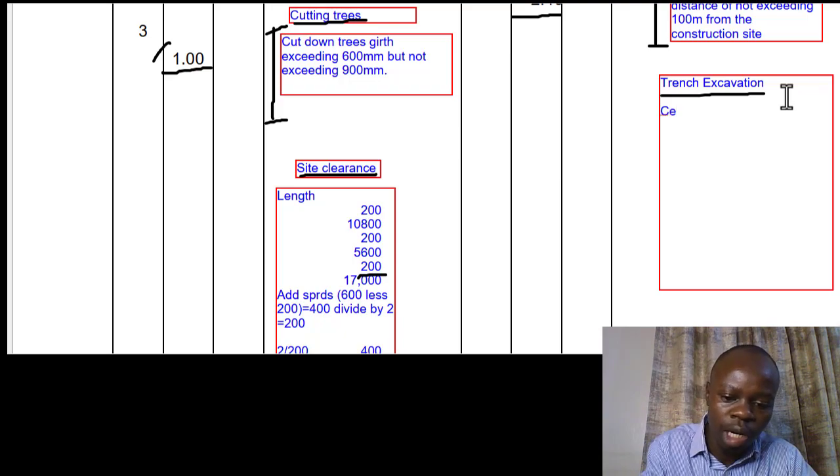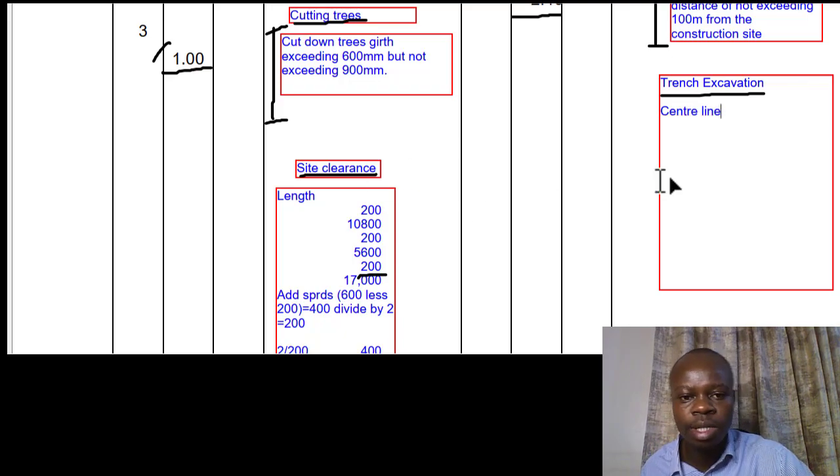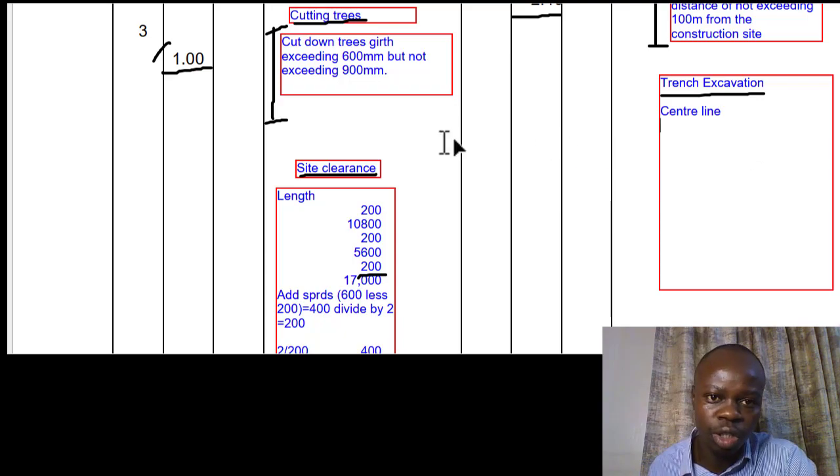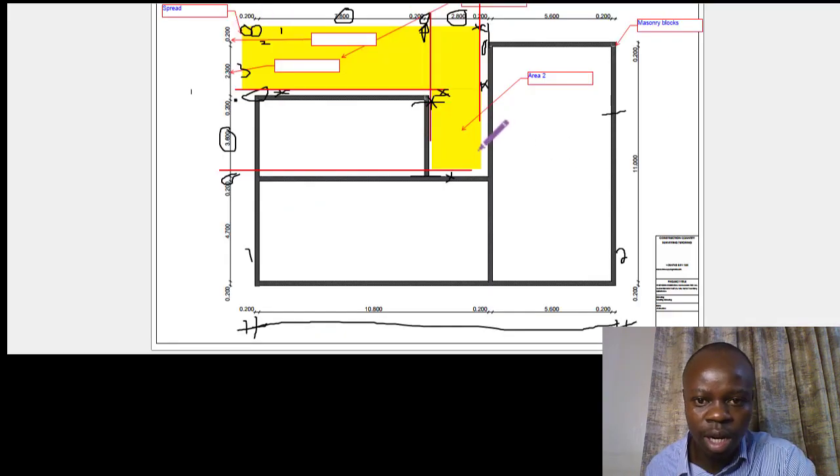So we are going to calculate what we call the center line. That is what is going to help us calculate the volume for the trench excavation. So I've told you that for the center line, get the total length and the total width, multiply by 2, and then you will add the recesses. These are the recesses. So you will add them once you calculate your length to the external, to the outside.